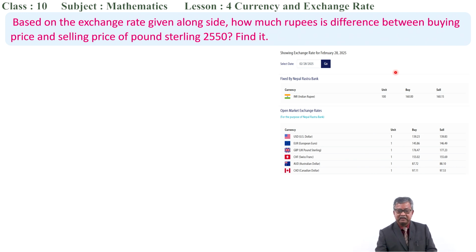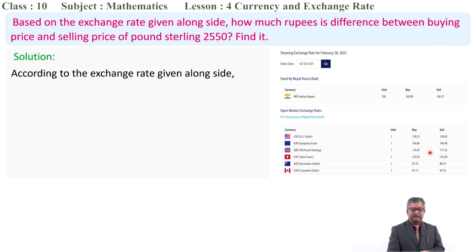According to this exchange rate, pound sterling means which country is that? Pound sterling? Yes, that is the currency of England, isn't it? Yes, pound sterling is the currency of England. So England, where is that? Here, isn't it? Here, the third one. Okay, the third one. So according to that exchange rate, if the pound sterling is 2,550, then when we convert those 2,550 according to the buying rate and according to the selling rate, what difference do we get? Now let's see.